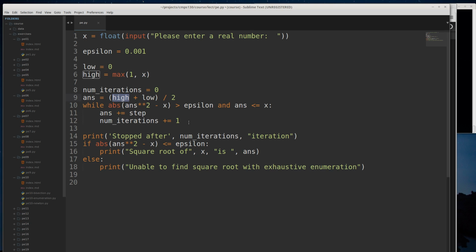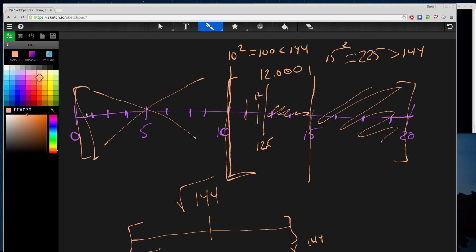The second question is, well, what's our stop condition? In this case, we're still going to stop when we found the value that is within epsilon of the square root of x. This second condition, if you remember in exhaustive enumeration, was to guard against the fact that we might sort of shoot right past the actual value.